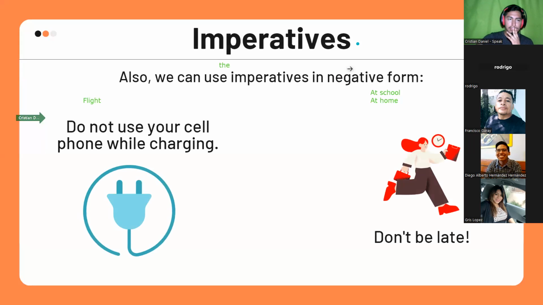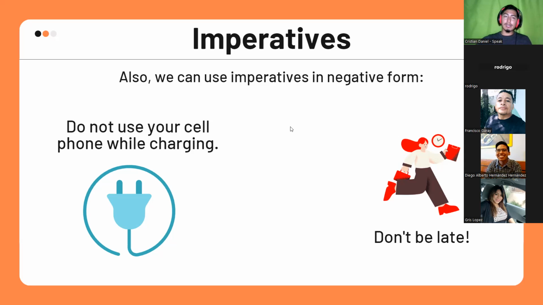What is the question? Oh, read. Also, we can use imperatives in negative form. Example: Do not use your cell phone while charging. Don't be late.